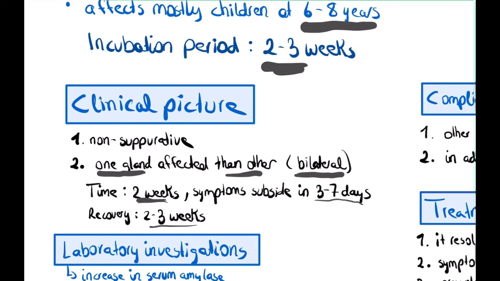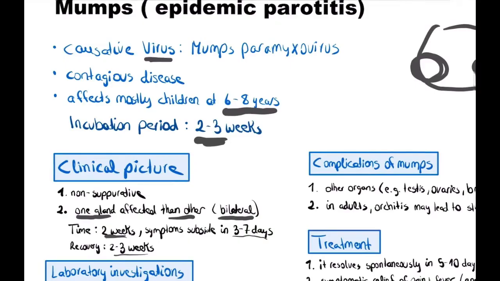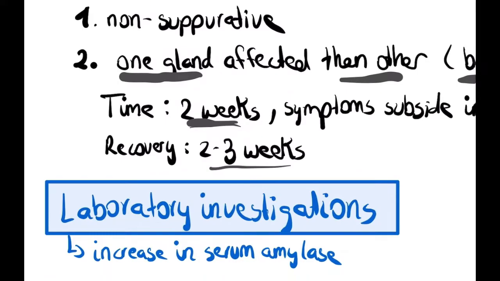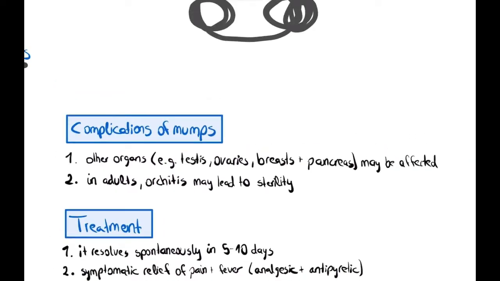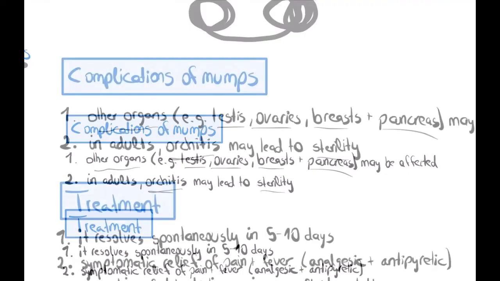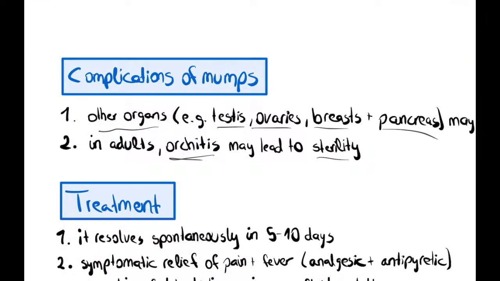So about 4, 5, 6 weeks, the child is affected. For laboratory investigations, you see an increase in serum amylase. The complications of mumps are that other organs might be affected: testes, ovaries, breasts, pancreas, and in adults, orchitis may lead to sterility.